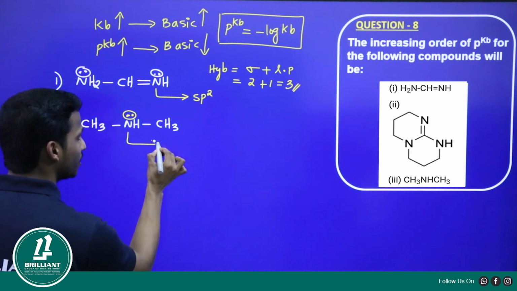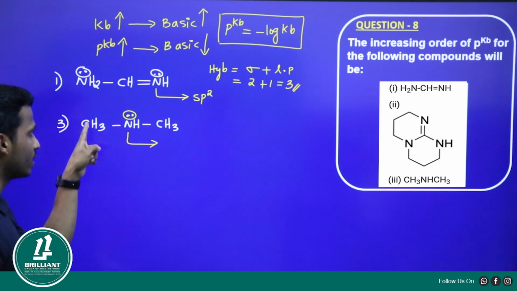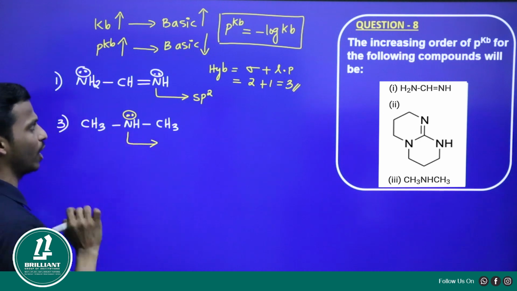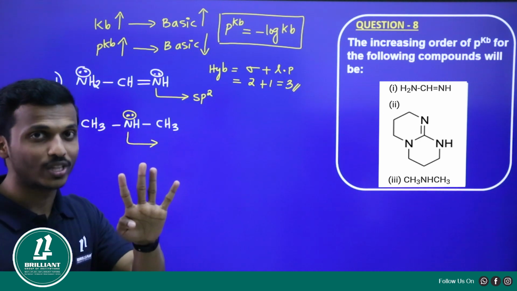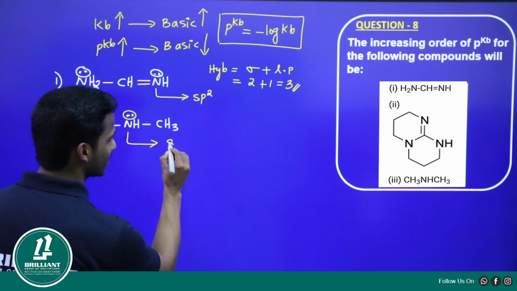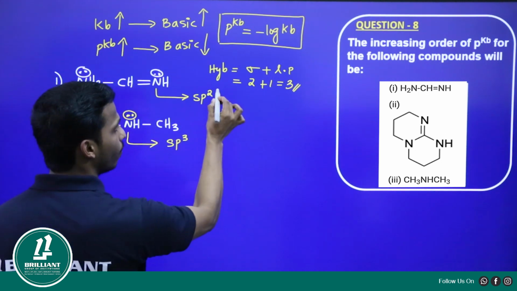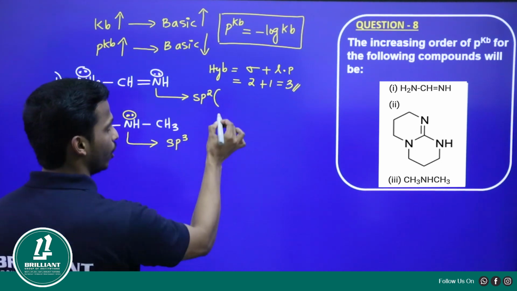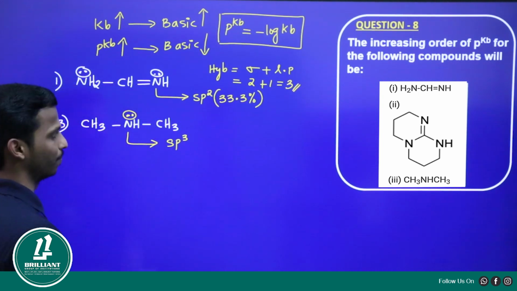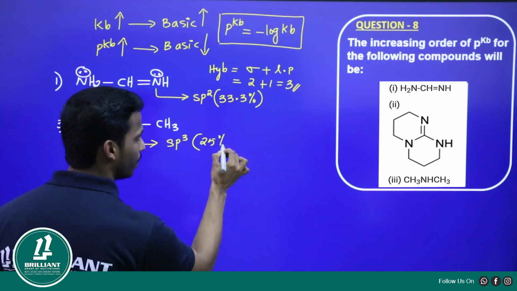What about this nitrogen? This nitrogen has a total of 3 sigma bonds, right? 1 with the CH3, 1 with the other CH3, 1 with the hydrogen. There are 3 sigma bonds and 1 lone pair. The total sum is 4. So the hybridization is sp3 hybridization. In sp2 hybridization, how much s character is present? That is around 33.3% s character. In sp3 hybridization, the s character is around 25%.